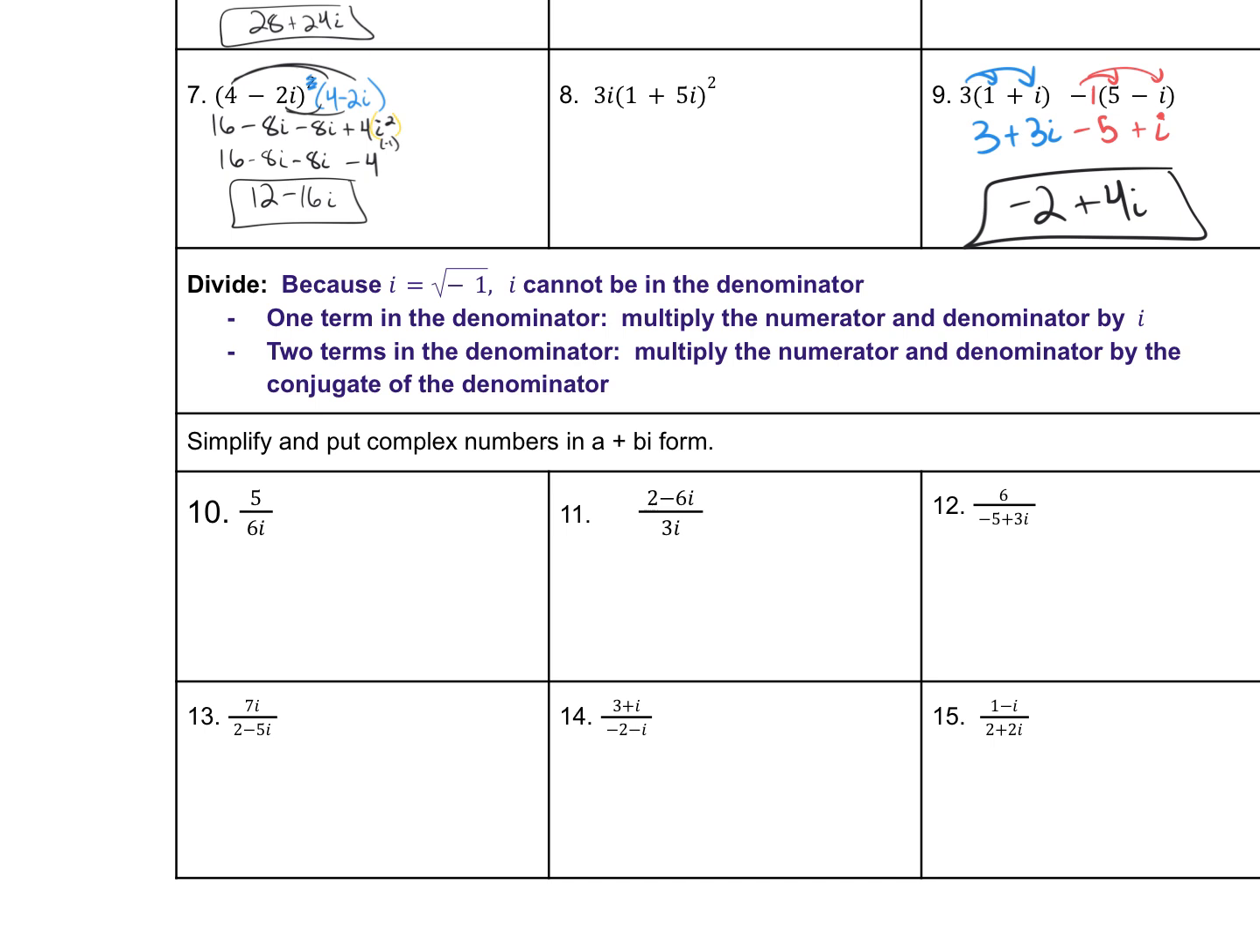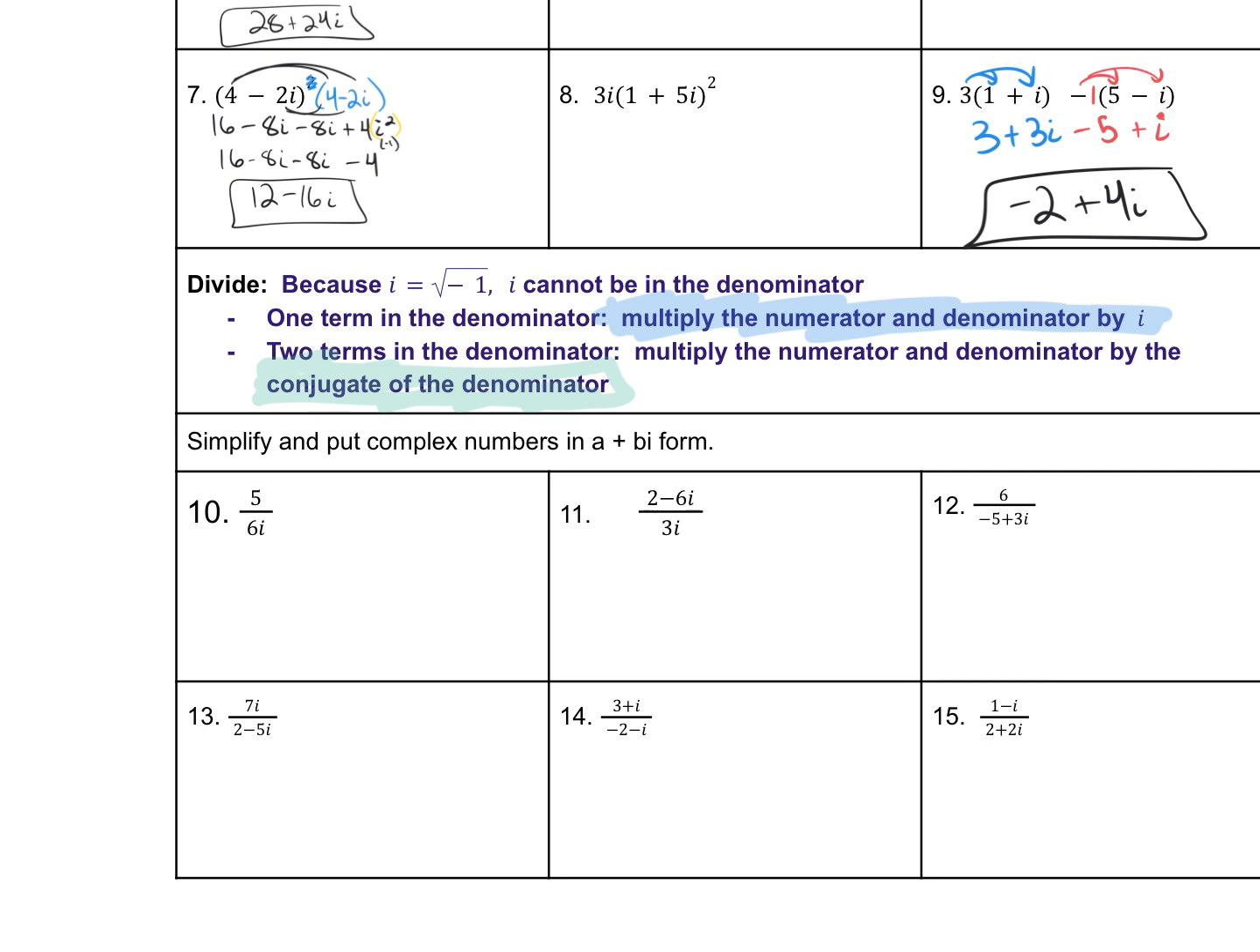And then similar to what we were doing with our day 3, once we have 2 terms in the denominator, here what we have to do is multiply by the conjugate of the denominator. So same terms, opposite operation in between. So we'll do a couple examples of each.